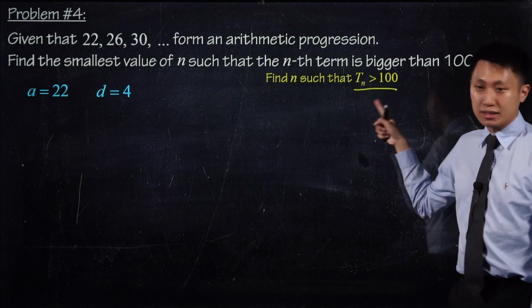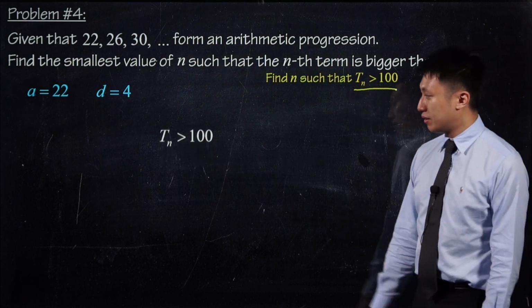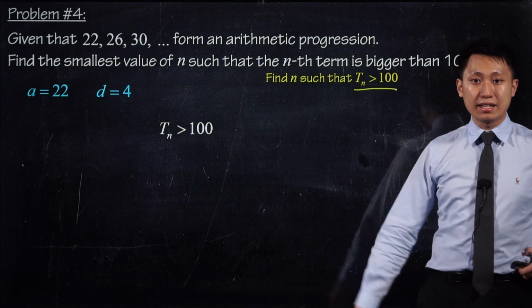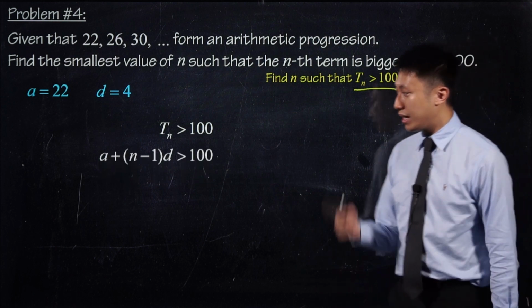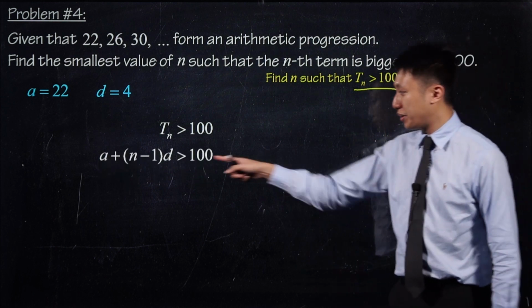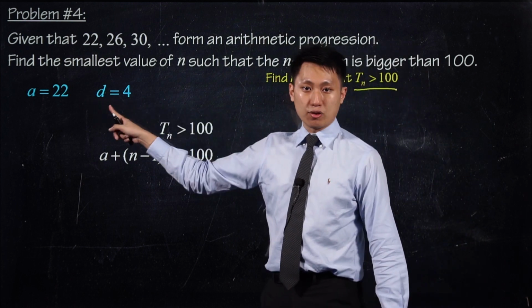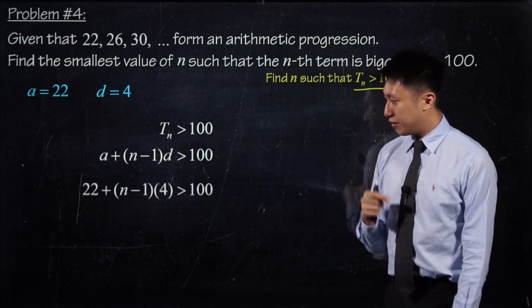Write down this inequality. Tn is bigger than 100. Left hand side Tn, there's a formula, right? So it's a plus n minus 1 times d is bigger than 100. So the a and d are known values. Put it in.